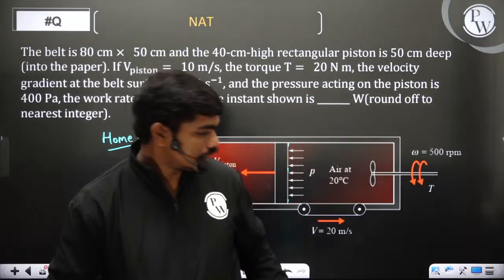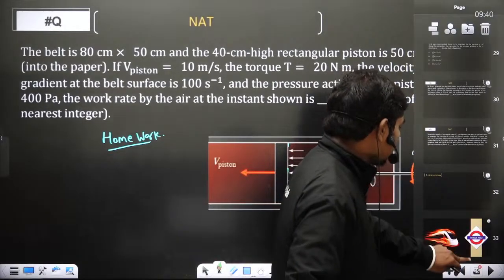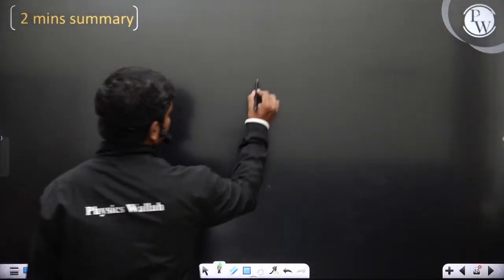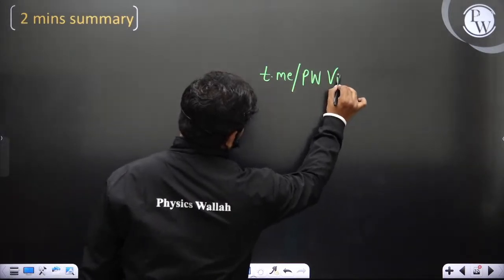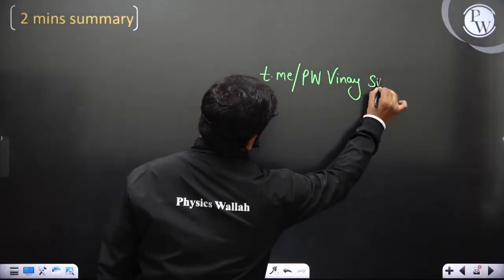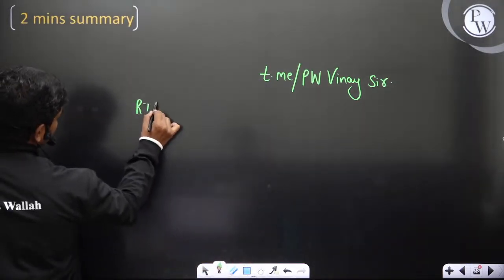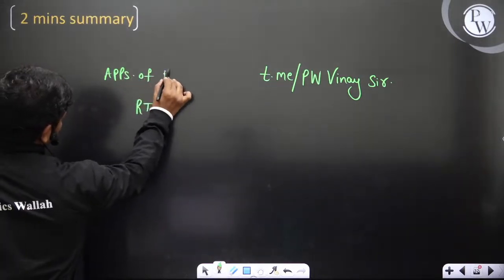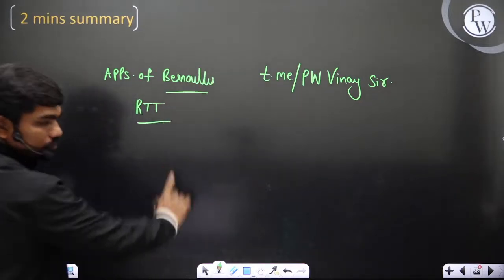Right. There are some nice questions which I thought of covering today, but I couldn't because of this RTT. Our Telegram channel is this. Basically, we have seen today majorly RTT and also applications of Bernoulli's equation.